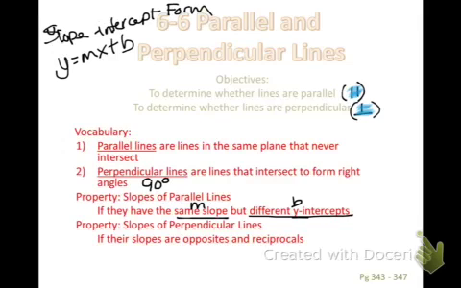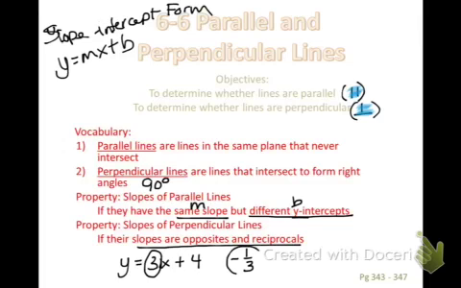Then you have slopes of perpendicular lines. The slopes are opposite and reciprocal. So if I have y equals 3x plus 4, to get a perpendicular line, all I would need to do is find the slope that's opposite of 3. So that would be a negative, because it's a positive 3, and the reciprocal of 3, which would make it 1/3. And that would be my slope of a perpendicular line to this line.